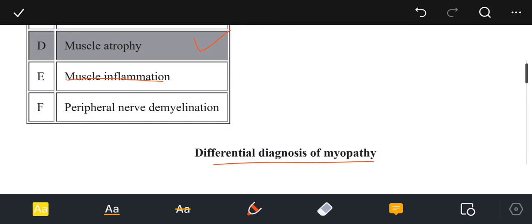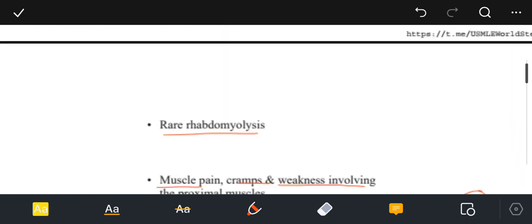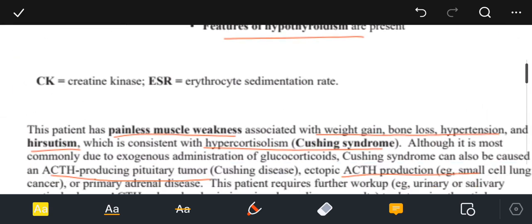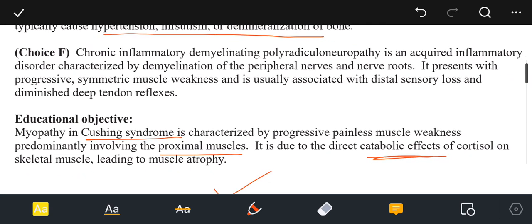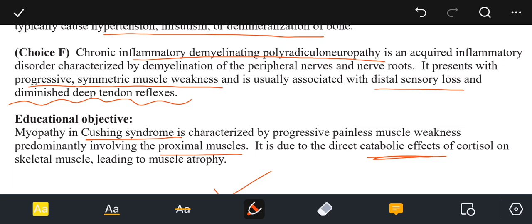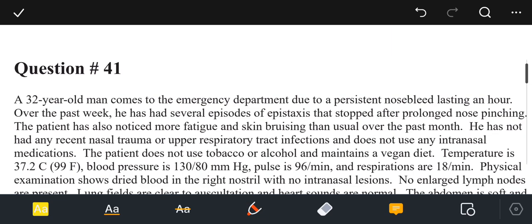The choice F, that is over here, peripheral nerve demyelination. This is not the option of choice because chronic inflammatory demyelinating polyradiculopathy is an acquired inflammatory disorder characterized by demyelination of the peripheral nerves and nerve roots. It presents with progressive symmetric muscle weakness, and is usually associated with distal sensory loss and diminished deep tendon reflexes.